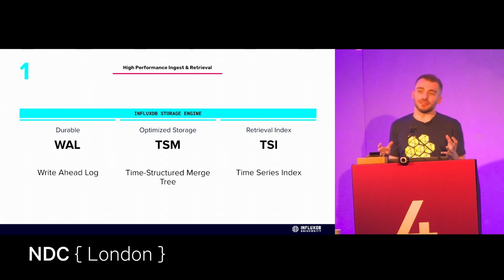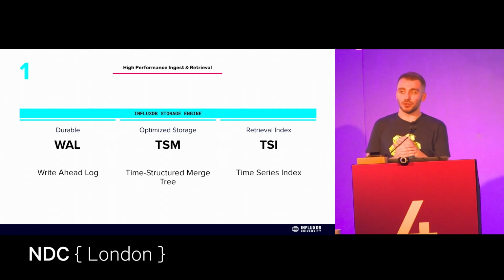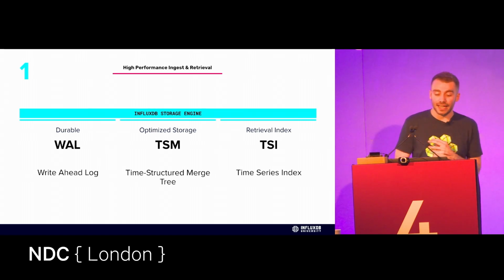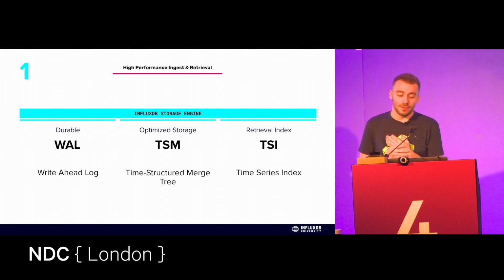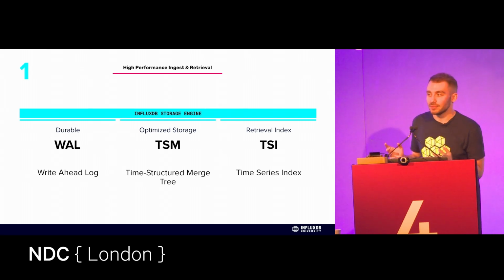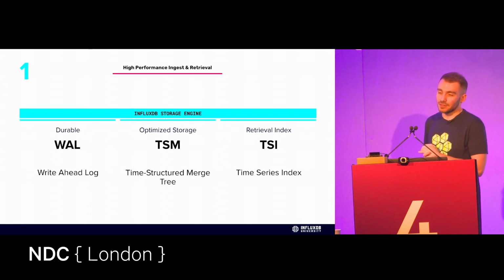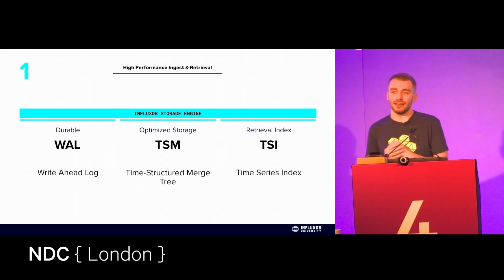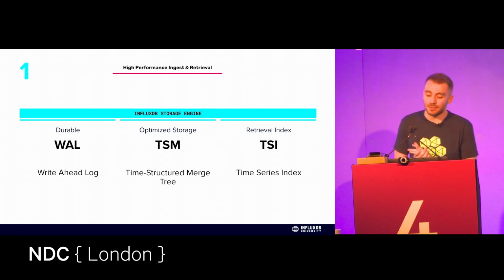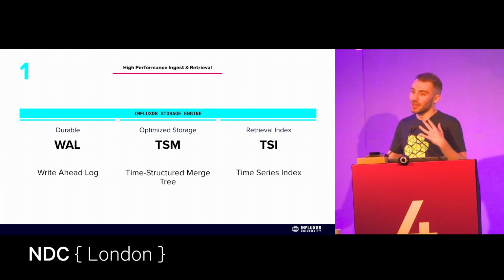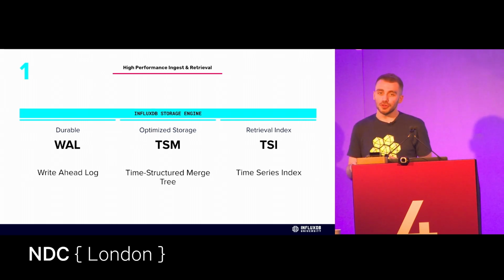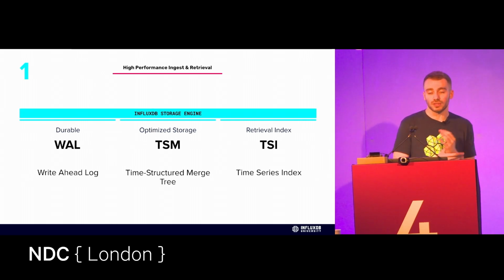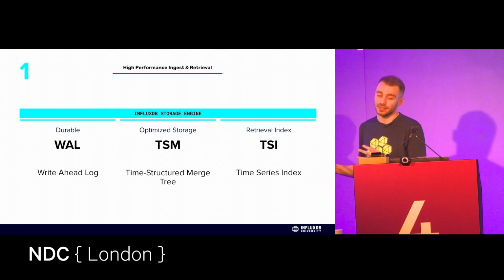But just for your reference here, this is how we keep our durability of your data in case of a failover. The next is the TSM, which is a time series merge tree. If you're familiar with other structures, this is the same as a log-structured merge tree, but just with our own flair on it. The idea here is to improve the efficiency of how we store time series data on disk.